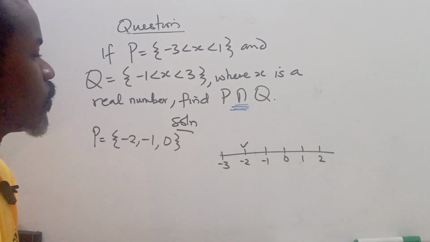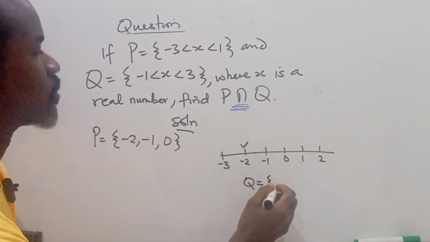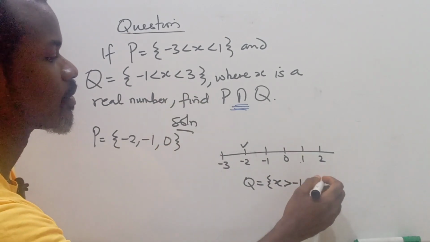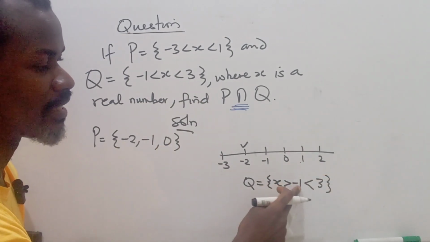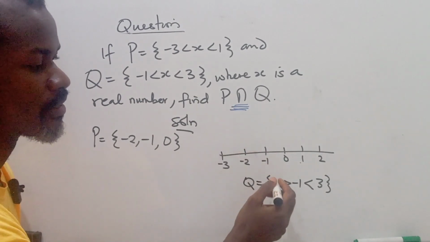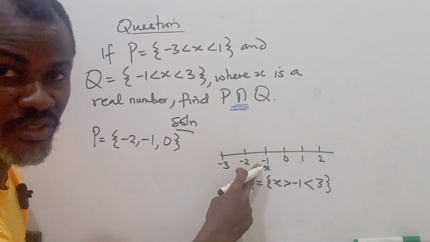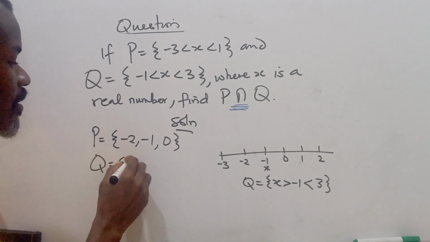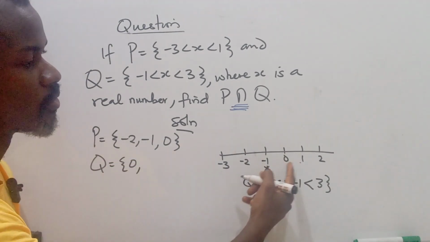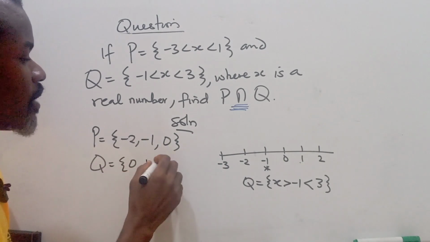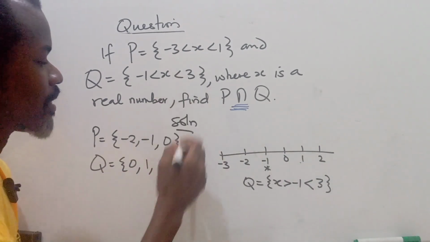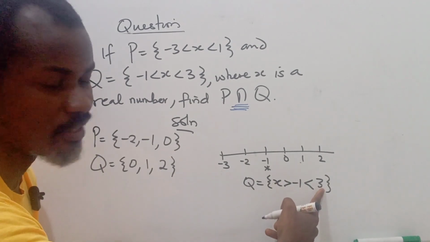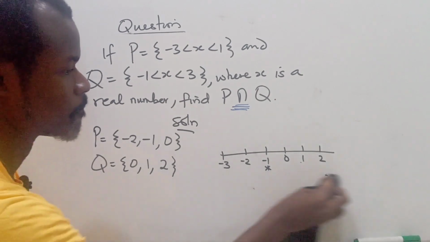For Q we have that Q is such that x should be greater than minus 1 but less than 3. So x is greater than minus 1, so it means that x cannot be minus 1 because it's greater than minus 1. So x can be 0. So for Q, we have x at 0. x can be 1. x can be 2. But x cannot be 3. Why? Because x is less than 3.